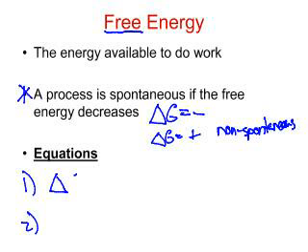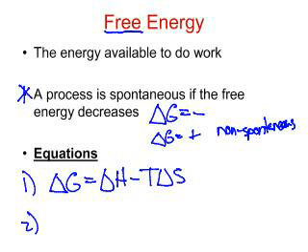One way you calculate delta G is like this. Delta G is equal to delta H, the change in enthalpy, minus T times delta S. Okay, so you can see that delta H, the change in enthalpy, is part of this, and so is delta S. So both these things we talked about factor into the free energy equation.